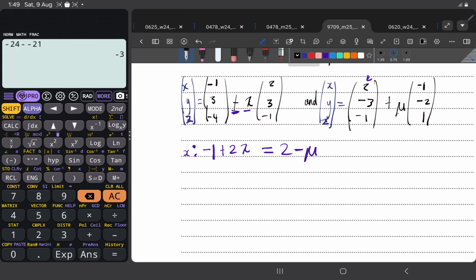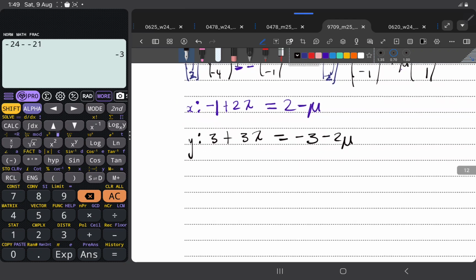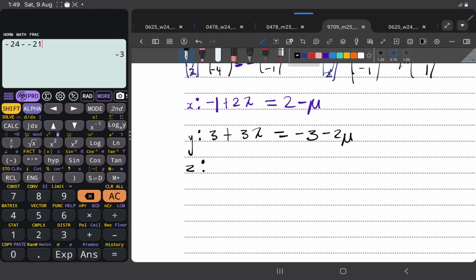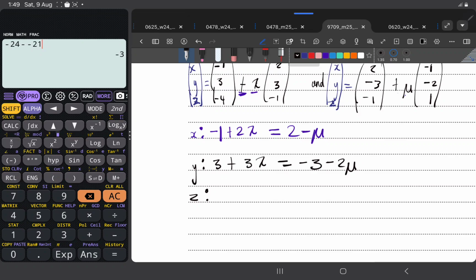Then for Y, we have 3 plus 3 lambda. This is equal to -3, then -2 times mu, which is -2 mu. Then we go for Z. I hope you're understanding. For Z, we have -4, then lambda times -1, which is minus lambda. This is equal to -1, then mu times 1, which is plus mu.